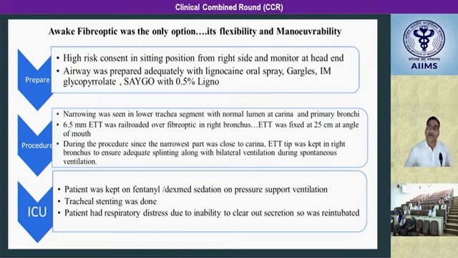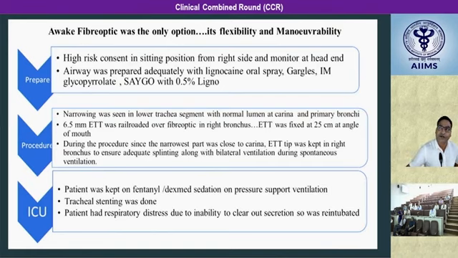so let us try and take help of the spontaneous breathing, and those tracheal muscles will help give us some space. We'll take help of the awake fiber optic, its flexibility and maneuverability, which will help in bypassing that constriction that we are seeing. We took a high risk consent in sitting position because he was comfortable sitting, not in the supine or lateral position.